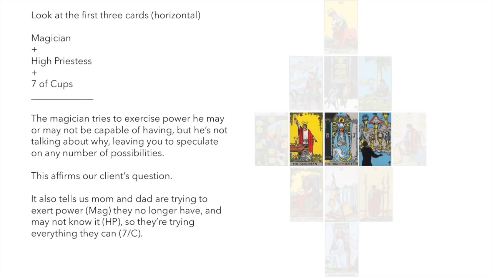So this combination of the Magician, the High Priestess, and the Seven of Cups says, as parents, they're probably trying to exercise power that they may or may not be able to exercise anymore, right? Because this kid's grown up. But they're not talking about it. So it's leaving him to speculate on any number of possibilities.